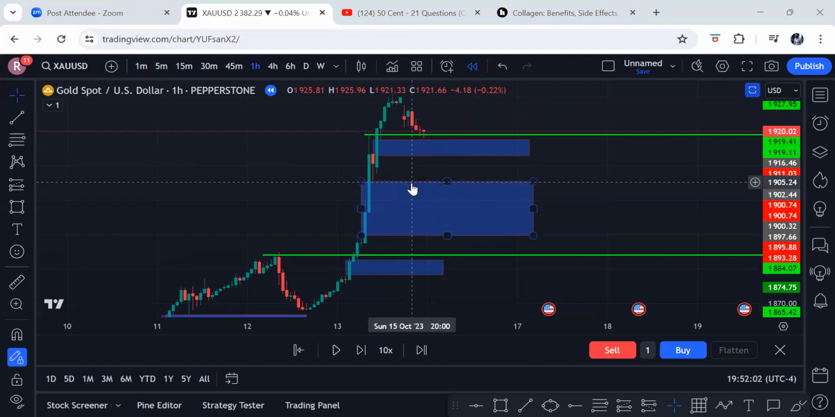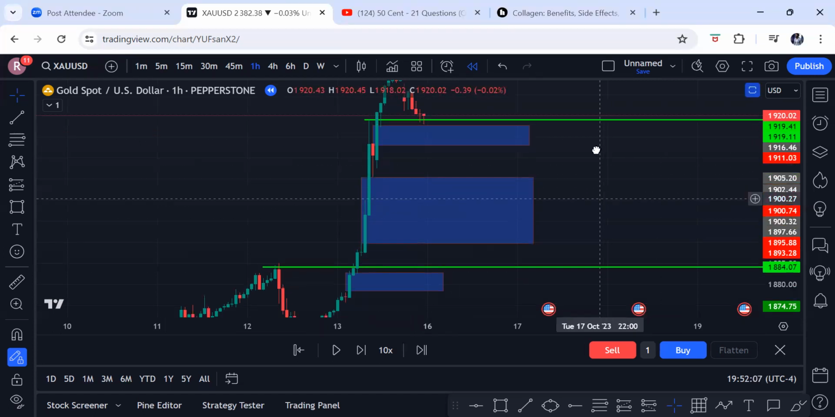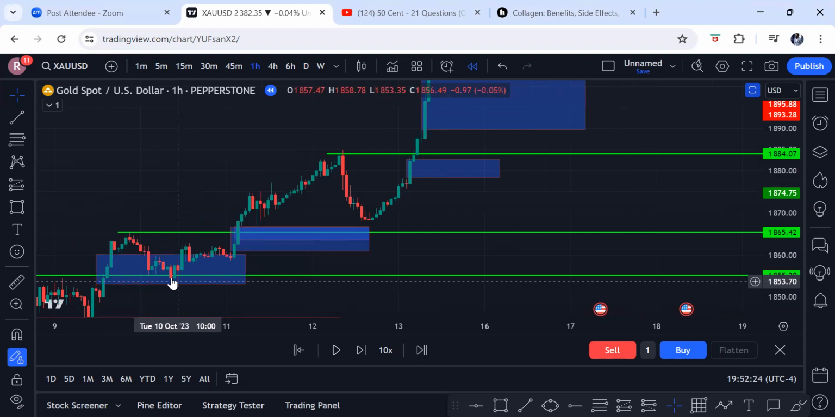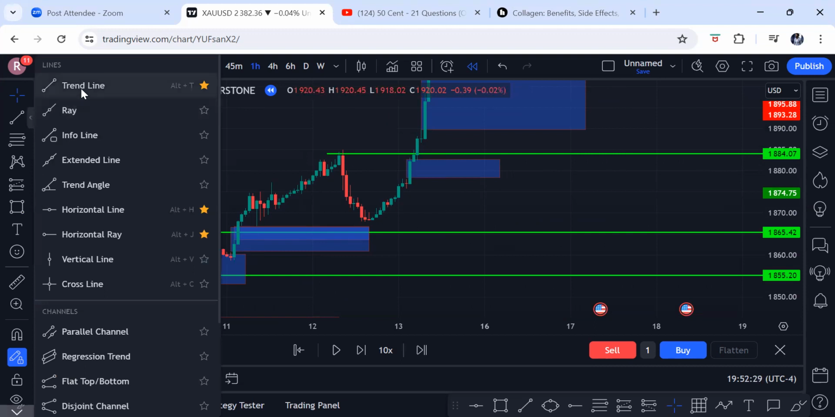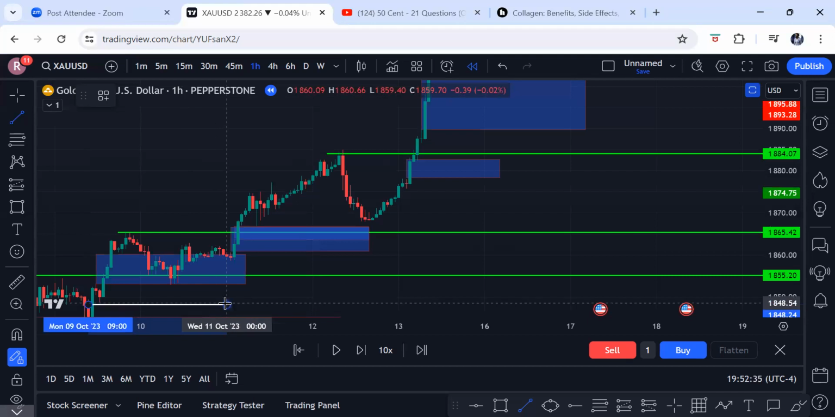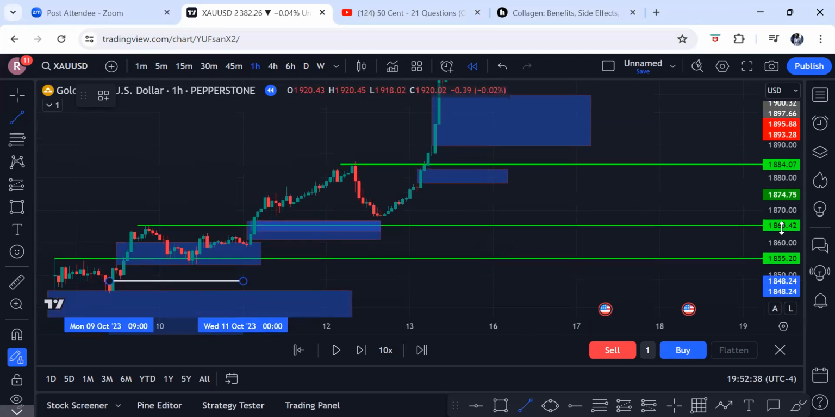You may get price just tapping into that imbalance, because that area is going to attract price. You might get price just tapping here, or you might get price tapping right through it and going to the bottom of it. So for example, if you are trading this, you could drop your stop loss here, or for safety, just below that.